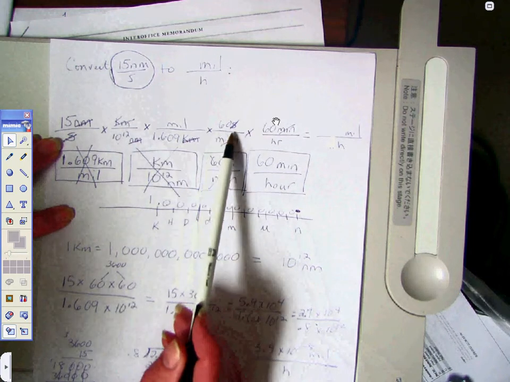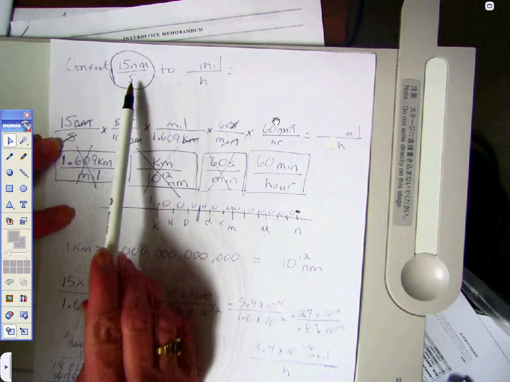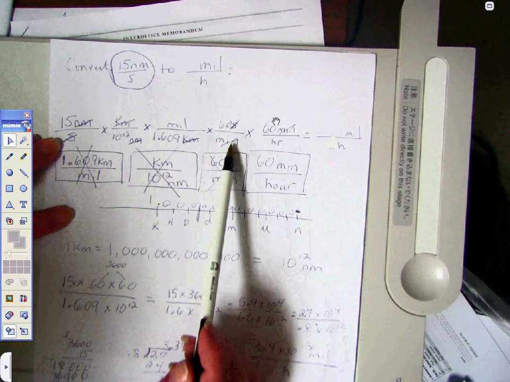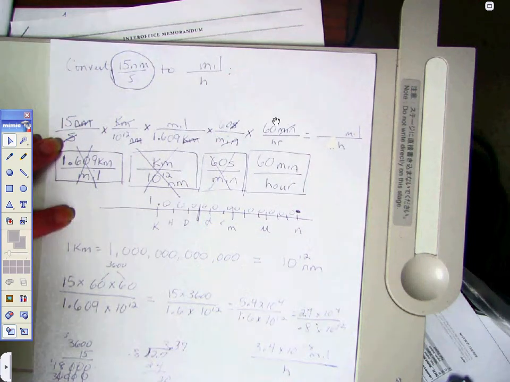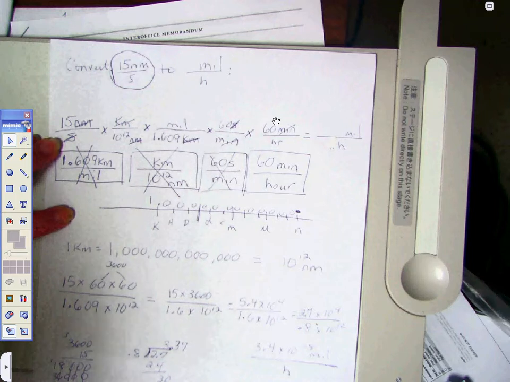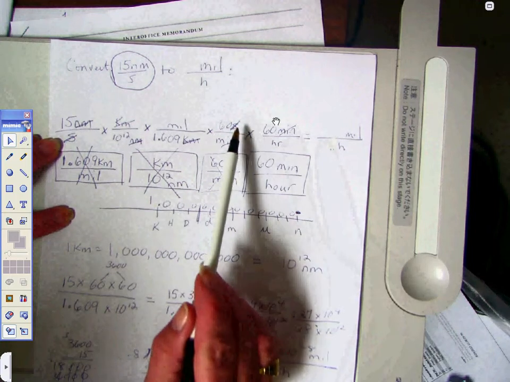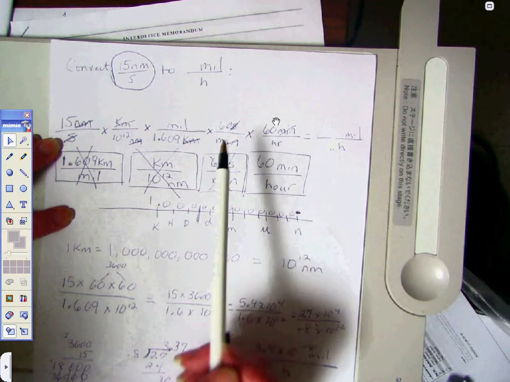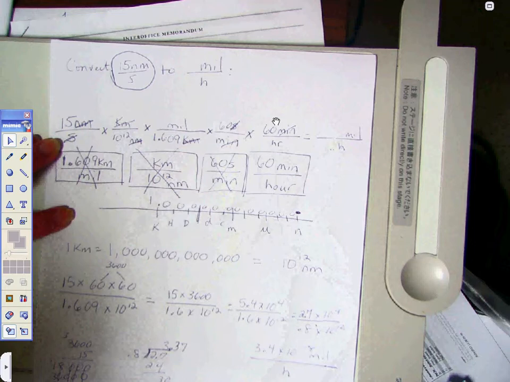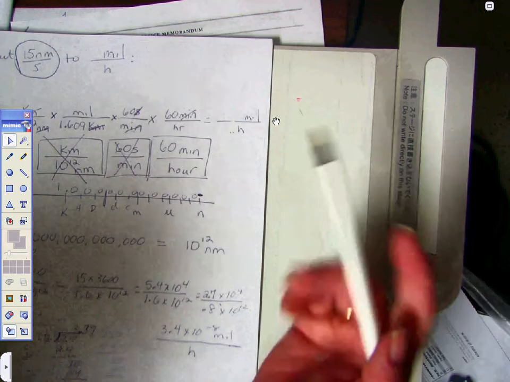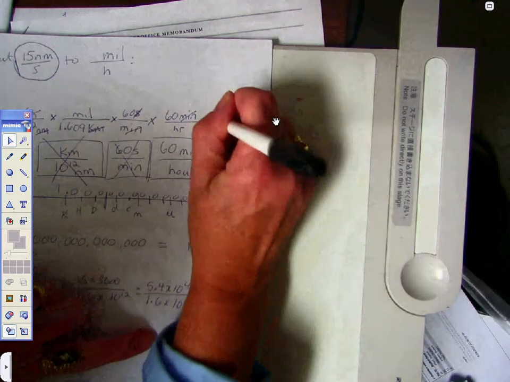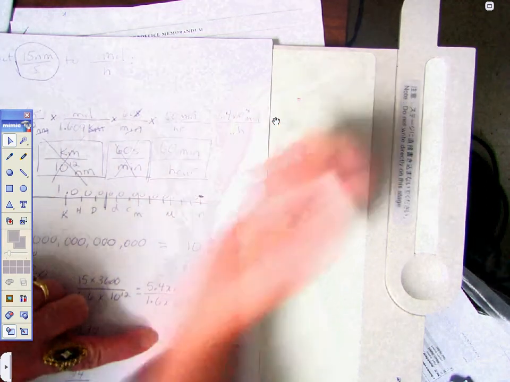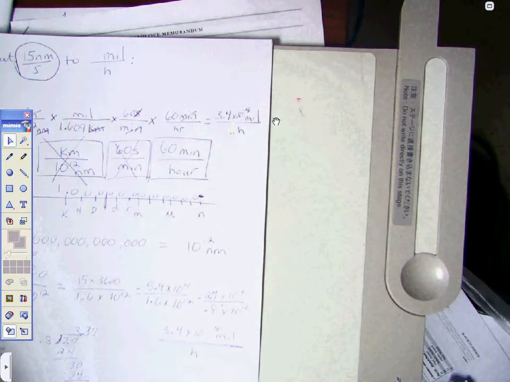Notice here, all I did was to go from seconds to hours. And so I knew that I had 60 seconds in a minute and 60 minutes in an hour. Now some of you are already ahead of the game and you know that you can use 3,600 seconds per hour right here instead of doing this twice. So the final answer to this question will be 3.4 times 10 to the negative 8 miles per hour.